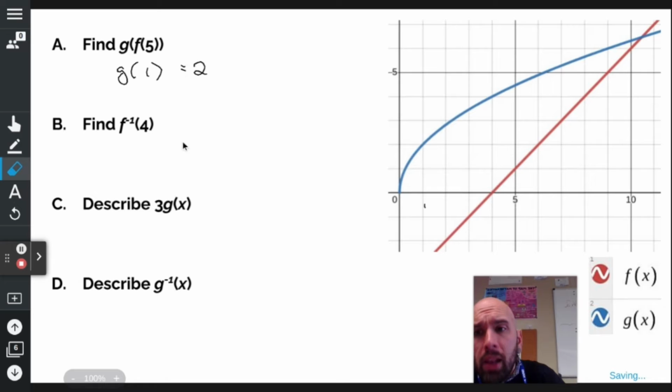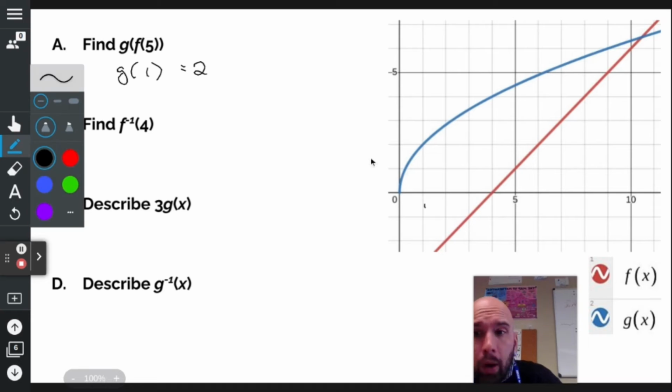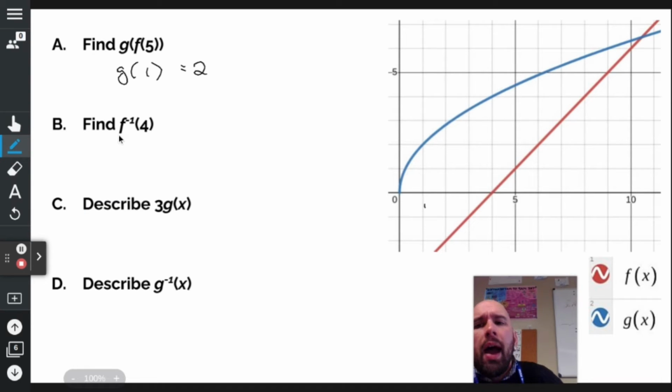Now, just like in the last problem, when I'm asking you to find the inverse, I go in reverse order. Now, I will show you graphically why this is going to make sense, but let's just do the problem first. F inverse of 4. So I take F, which is red. I find out where my answer is 4. So here's 4 right here, and that seems to happen at 8.